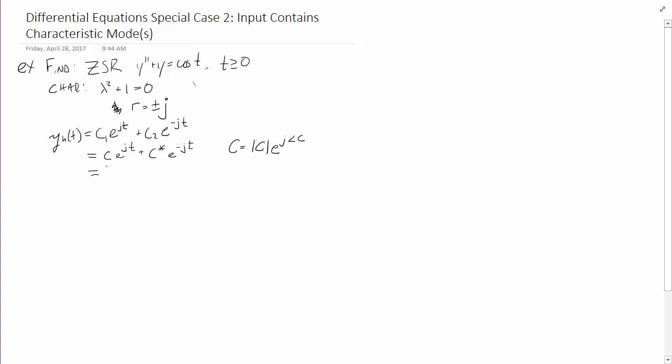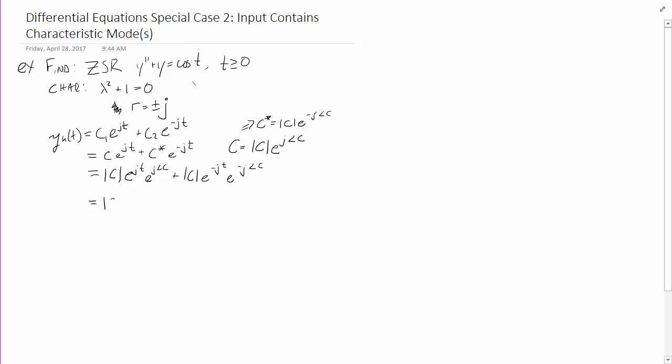And if we do this, then all of a sudden these two terms become magnitude C e to the jt e to the j angle C plus magnitude C. And what we know about complex conjugates is that they have the same magnitude as their conjugate pair, but they have opposite phase angle. So C star, maybe we can write that here. So if we write C this way, that means we can write C star in a very similar way as the same magnitude and the opposite angle. Okay, so e to the minus jt times e to the minus j angle C.